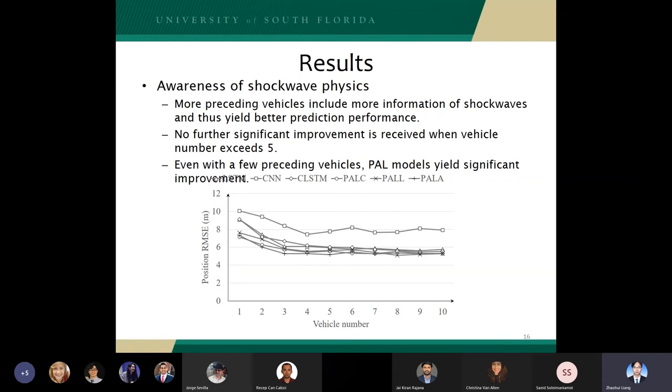For example, if the shockwave speed is 5 meters per second, the shockwave can only propagate 75 meters in 15 seconds, and assuming the spacing between two vehicles is 15 meters, then the number of vehicles that the shockwave can pass is around 5. Then even with a few preceding vehicles, PAL models yield significant improvement.